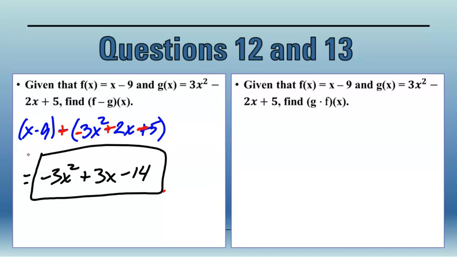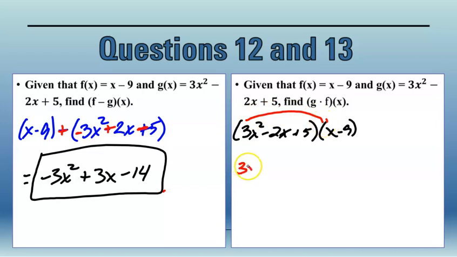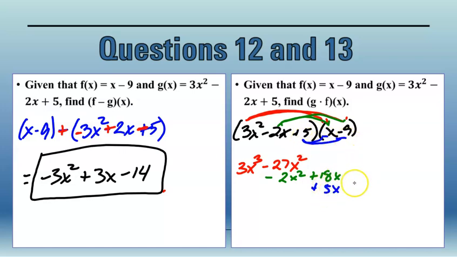And our final one, I'm going to be multiplying g times f of x. So g of x would be 3x squared minus 2x plus 5. And I'm going to multiply that by x minus 9. So I distribute the 3x squared times x, which gives me 3x to the third. 3x squared times negative 9 is a minus 27x squared. Distribute the negative 2. Negative 2x times x is a negative 2x squared. Negative 2x times negative 9 is a positive 18x. And then I distribute the 5, which is 5 times x, which is a positive 5x. And 5 times negative 9 is a negative 45.